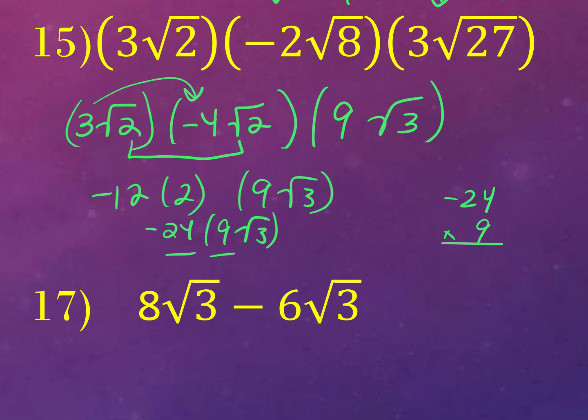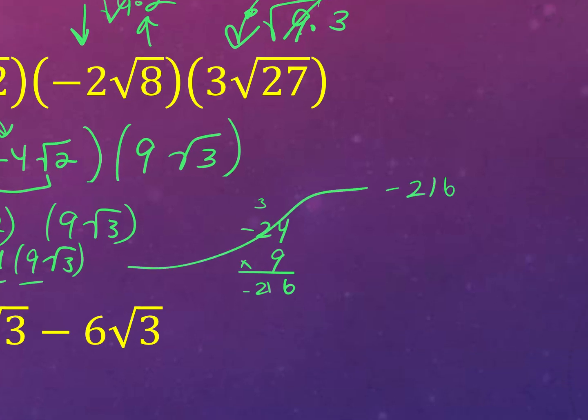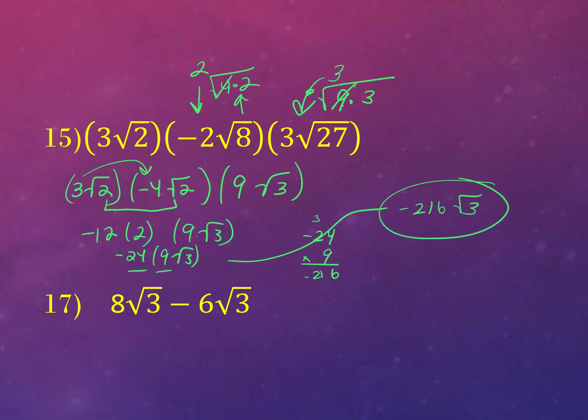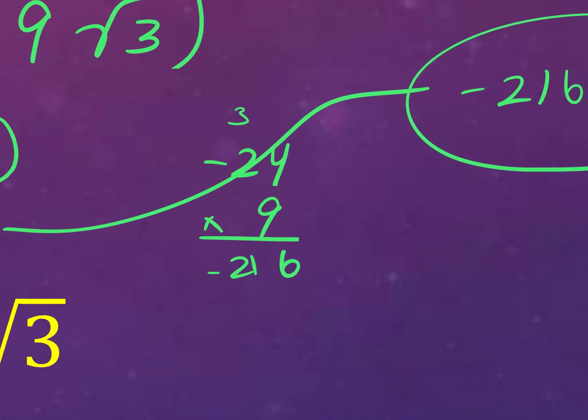What is 9 times 4? 36. Okay, so carry the 3. 9 times 2? 18. Plus 3 is? So I have negative 216. So your answer here is negative 216 radical 3. Is there anything else I can do there? How did you get 216? I just multiplied 24 times 9. Well, what's 9 times 2? 18, and then add 3. 19, 20, 21.